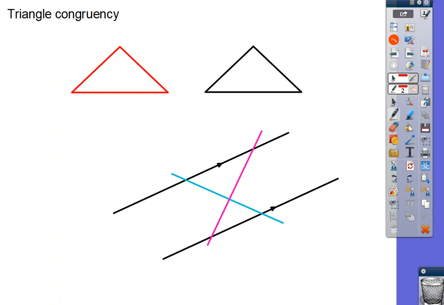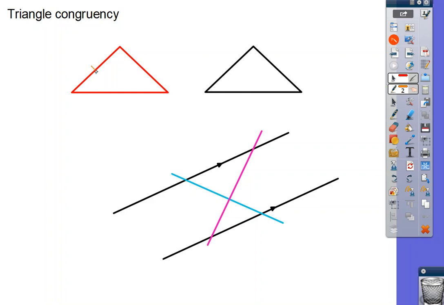So there are some shortcuts that we can use to prove that triangles are congruent. And these shortcuts have 3-letter names. And remember, there is no ass in geometry. All right. So let's say we have two triangles, and we think they're congruent. They look congruent, but we're not sure.